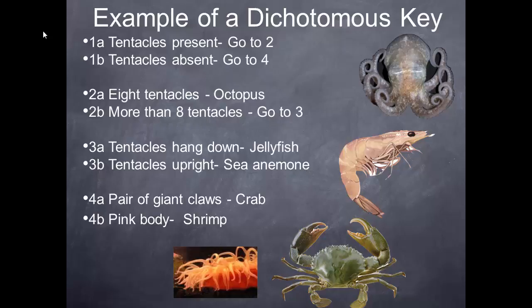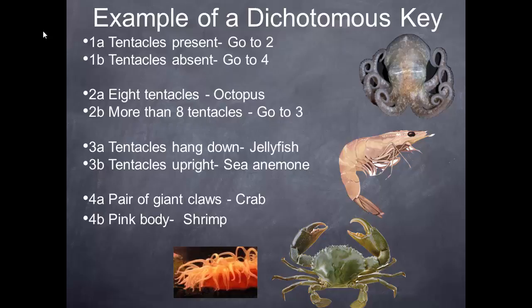All right, let's go with this thing. Again, tentacles present or absent? Who could walk me through this key? Anyone want to volunteer? Jake. All right, Jake, what would you say for number 1? Tentacles present or absent? For the shrimp? Absent. We're going to pretend we don't know it's a shrimp yet. So tentacles absent, so now I have to go to 4. Is it a pair of giant claws or a pink body? Pink body. Yes, it's a shrimp.